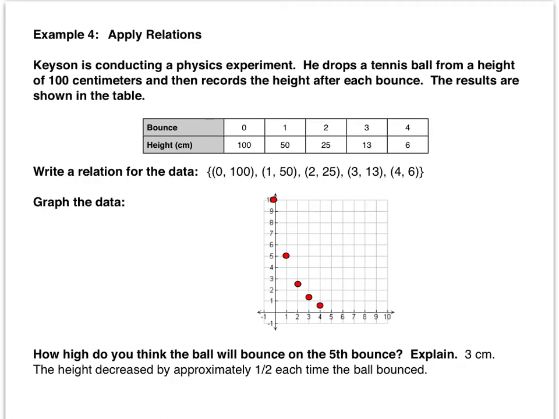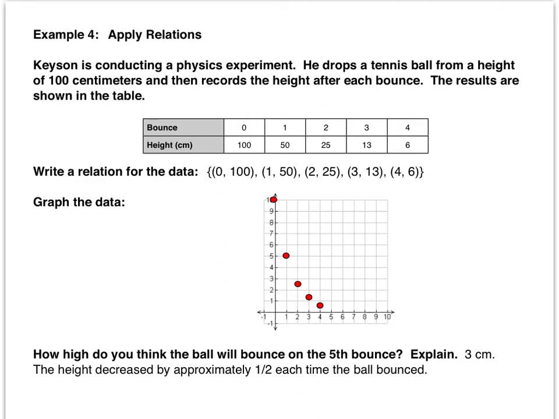In example 4, we're going to apply relations. Applying relations is going to help us to get ready for functions in Chapter 8. Keeson is conducting a physics experiment. He drops a tennis ball from a height of 100 centimeters and then records the height after each bounce. The results are shown in the table.